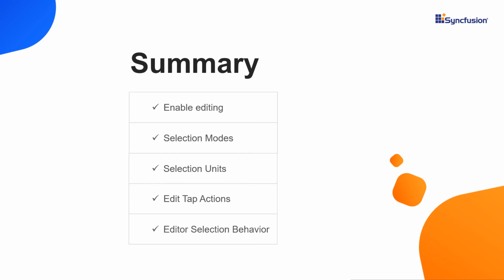Finally, let me summarize the main points. I explained the steps to configure editing, selection modes, selection units, and finally I showed you the edit tap actions and editor selection behaviors. You can download this working example from the GitHub link in the video description below.